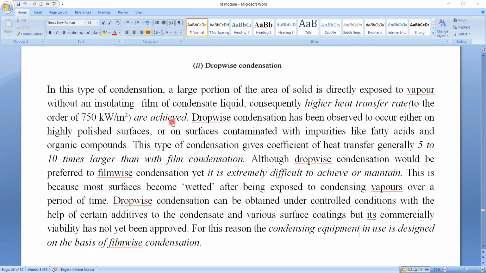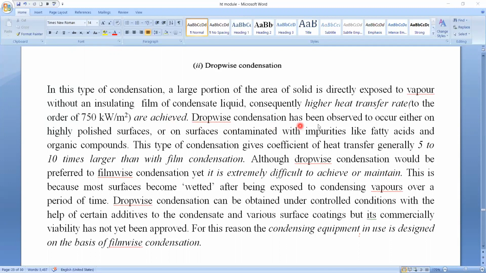So please remember, students, the rate of heat transfer in dropwise condensation is more compared to the film-wise condensation. I repeat, in dropwise condensation, the rate of heat transfer is more compared to the film-wise condensation.